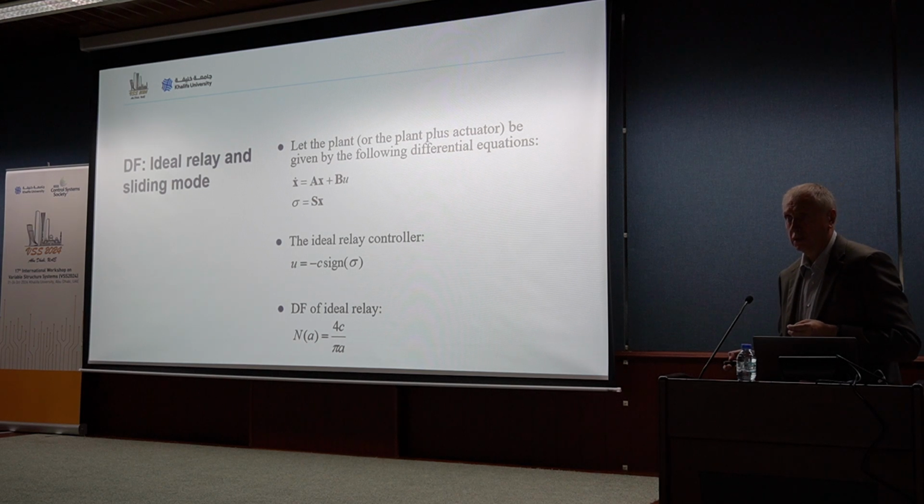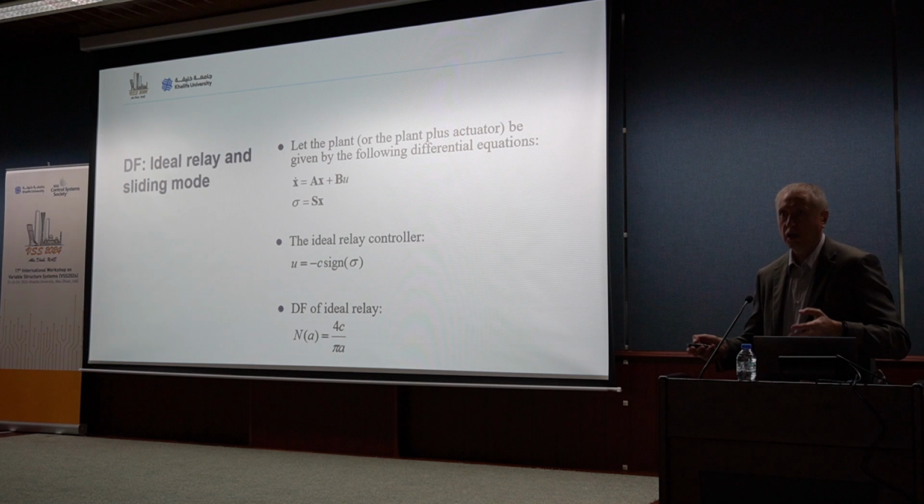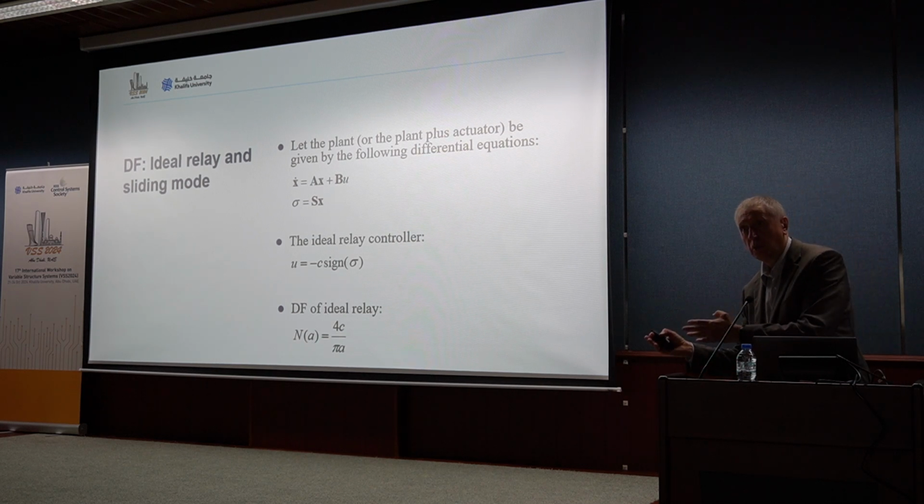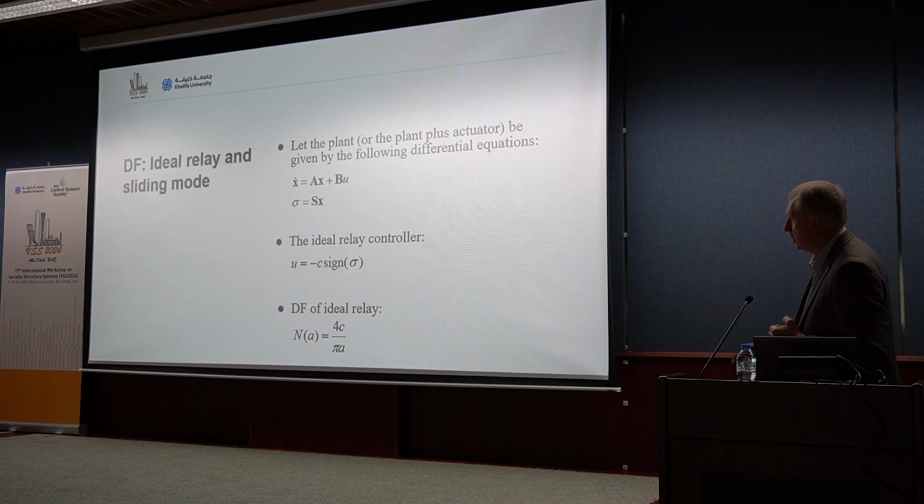If we have an ideal relay, which is what we have in many cases in sliding mode control, as our nonlinearity in the system, these will be the equations of the linear part, with sigma being the sliding variable, and the sliding variable is the input to this signum nonlinearity, which gives us the control u. For this nonlinearity, we can find that the describing function is simply 4c over pi a, where c is the magnitude of this relay, and a is the amplitude of the harmonic signal, which is the input to this relay nonlinearity.